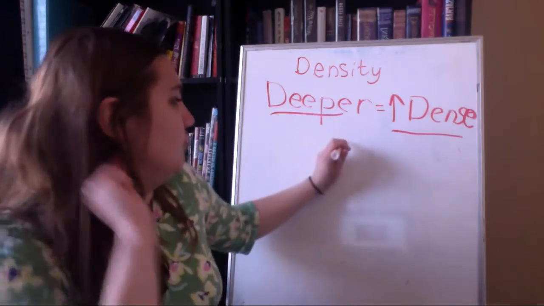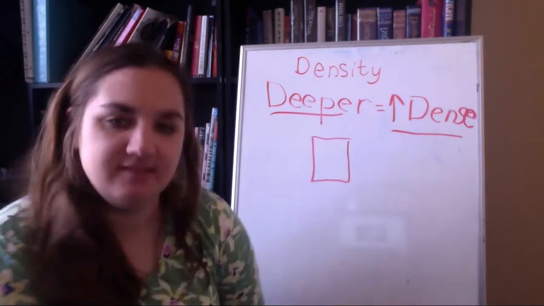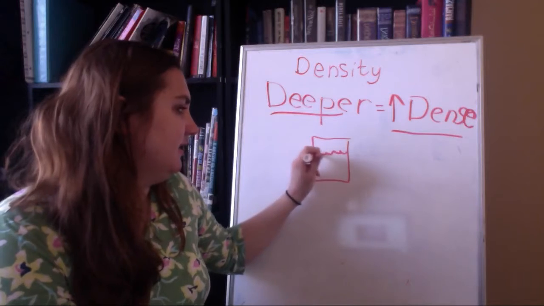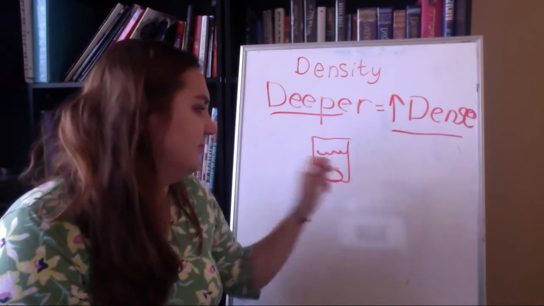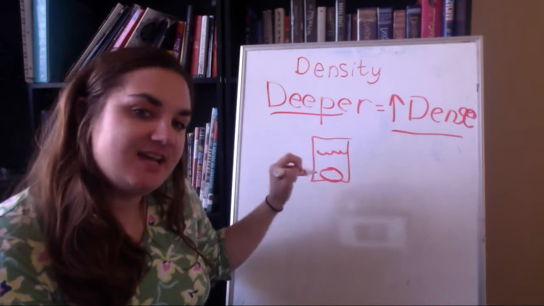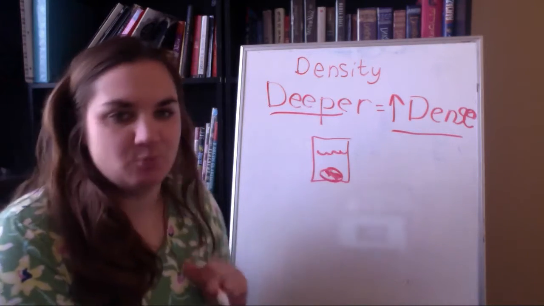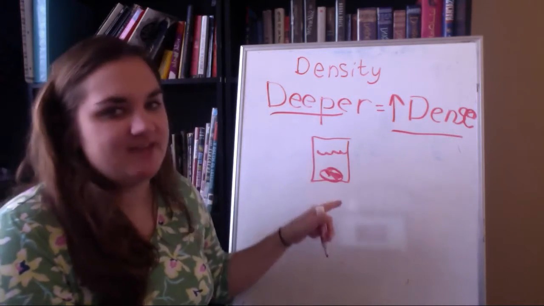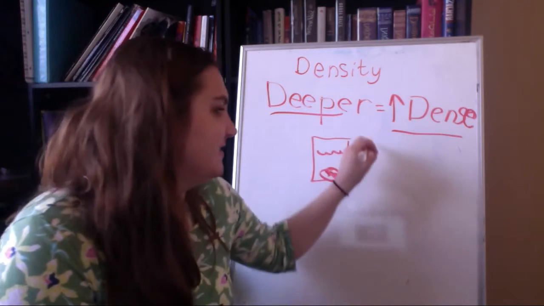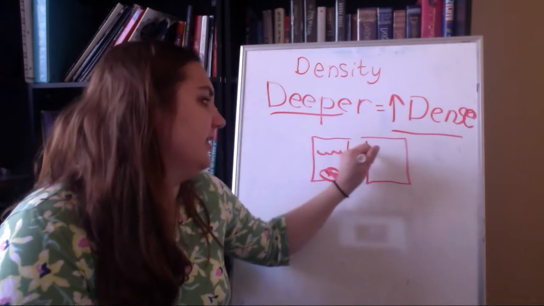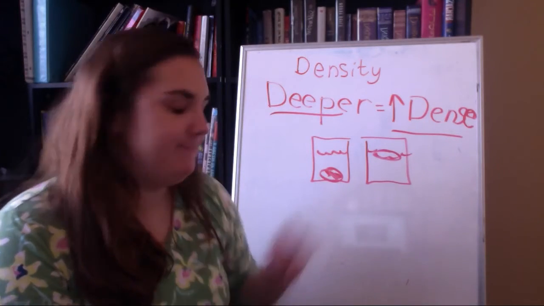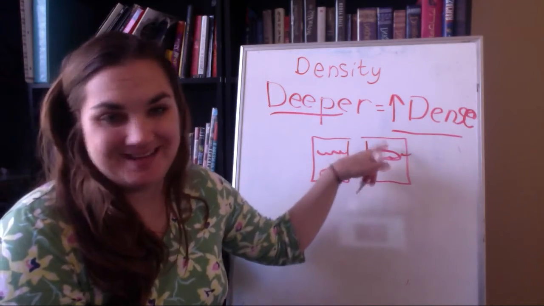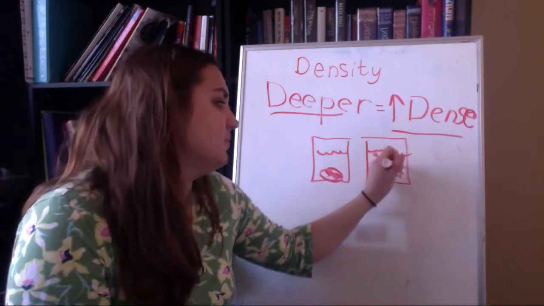Yesterday, when we did our egg lab, when we had regular water, our egg sunk to the bottom. Because the egg is deeper, the egg is more dense than the water, right? The egg is deeper, the egg is more dense. When we put it in salt water, our little eggie floated to the top. The water is deeper than the egg. The water is more dense.